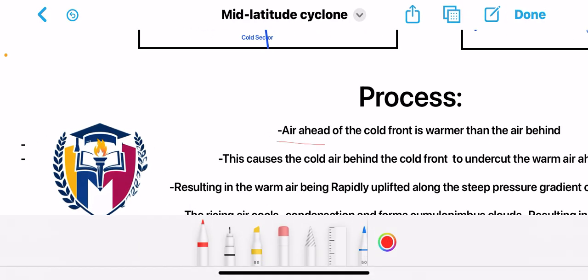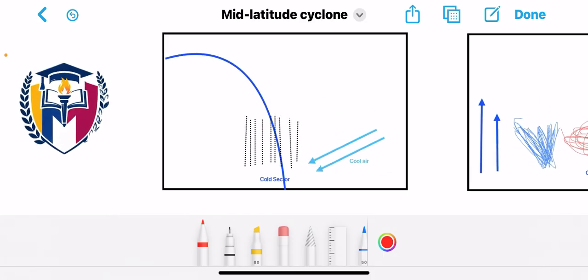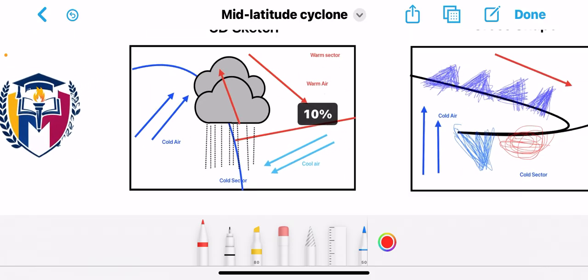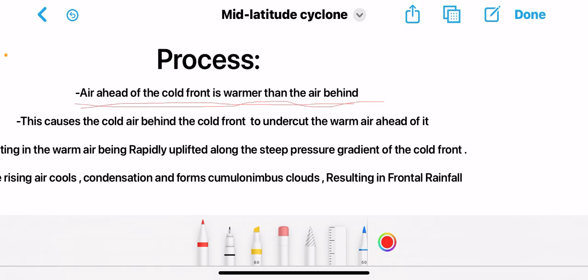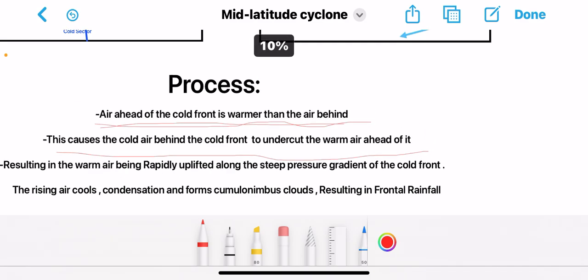Let's describe the process. Air ahead of the cold front is warmer than the air behind. Remember, this is also a paragraph of 8 lines. They will say, tell us the process that resulted in the cold front occlusion, or tell us how the cold front occlusion resulted in heavy rainfall of the mid-latitude cyclone. Let's go back to the sketch. You see, we have warm air ahead of the cold front, and behind the cold front, we have cold air. This causes the cold air behind the cold front to undercut the warm air ahead of it.